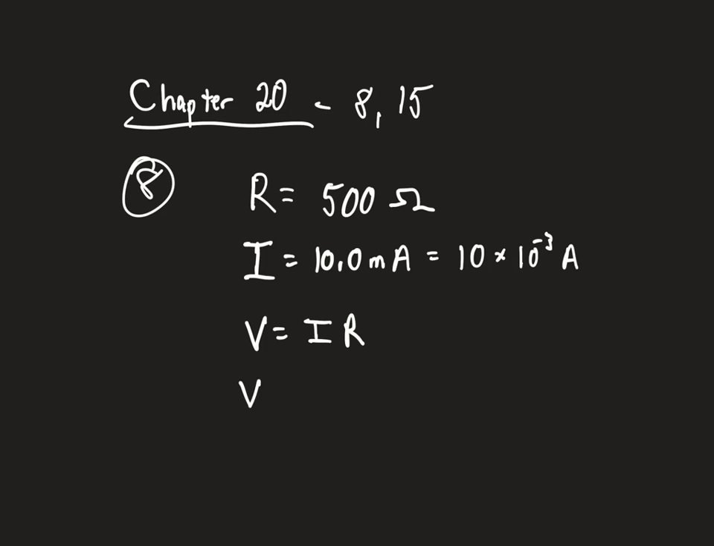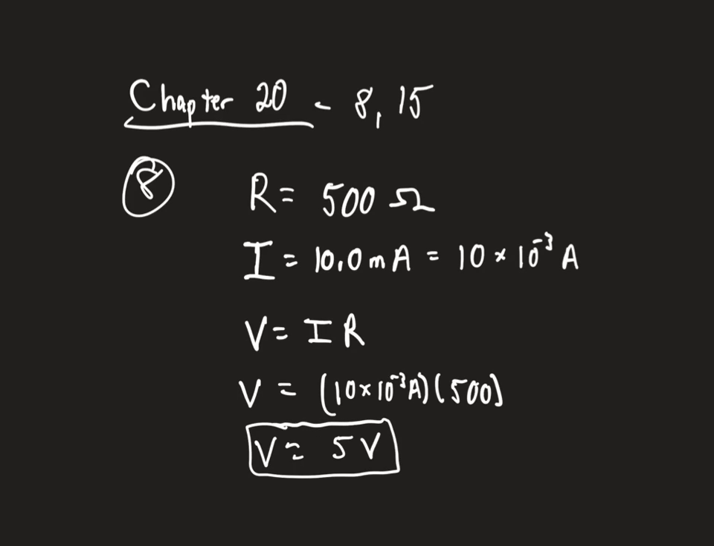So V equals I times R equals 10 times 10 to the minus 3 amps times 500. Yeah, that'll be 5 volts. Micro, nano, any of those, you have to convert it to straight up amps.